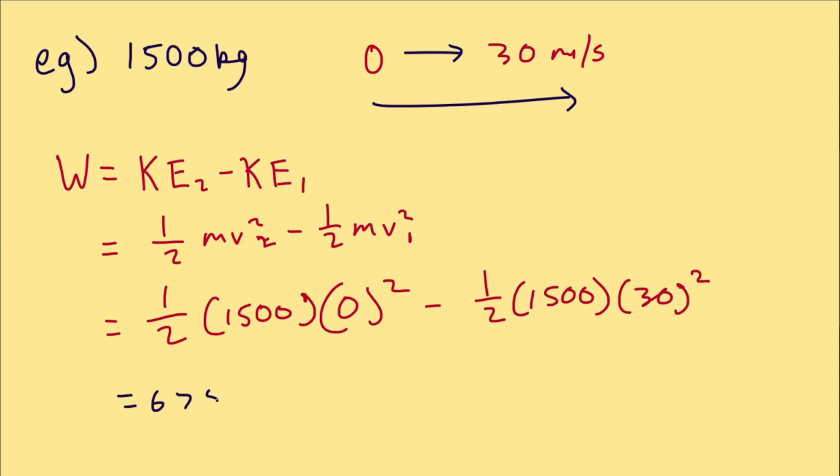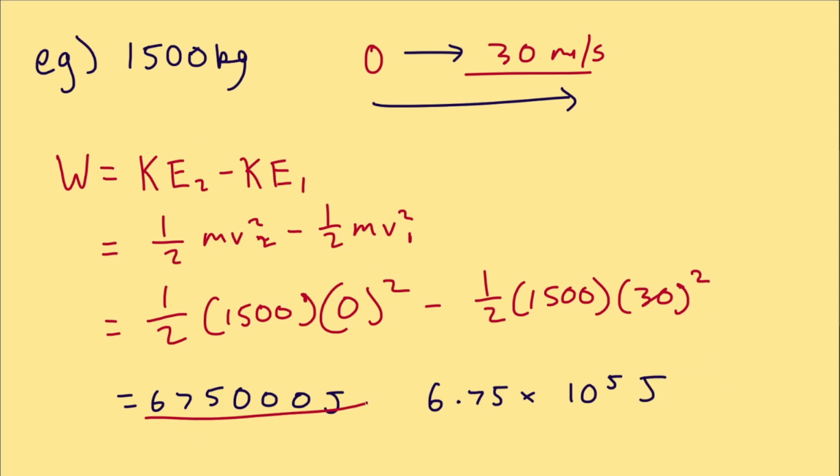And you get 675,000 joules of work being done on this truck to accelerate it to 30 meters per second from rest. In scientific notation, this would be 6.75 times 10 to the power of 5 joules. Scientific notation is useful when it comes to work because a lot of the time you get big numbers like this.